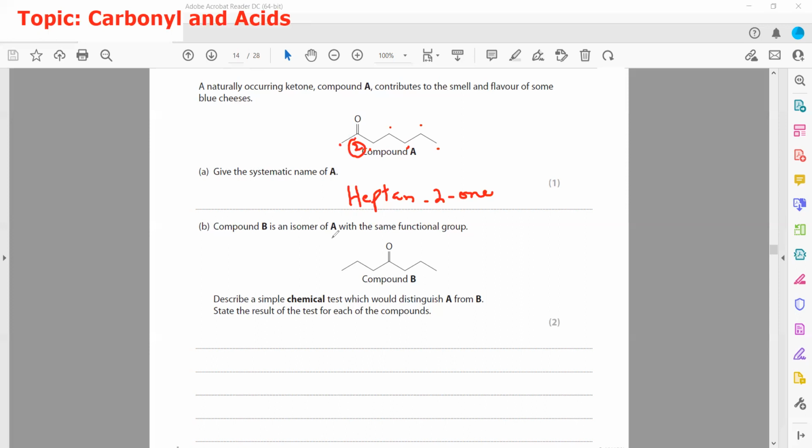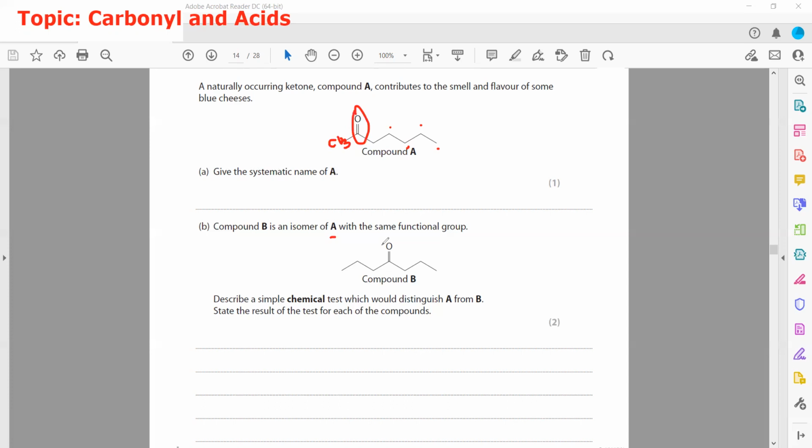Compound B is an isomer of A with the same functional group. Describe a simple chemical test that you would use to distinguish between A and B. They are both ketones, but one of them has a methyl group next to the carbonyl group. This one has a methyl next to the carbonyl, but the other does not. Methyl means CH3.